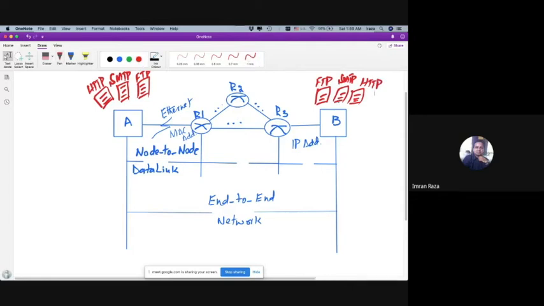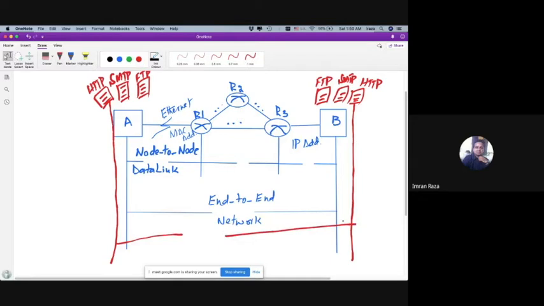So reaching at machine B is not enough. So we also need to identify which process of machine A will be communicating to which process of machine B, right? So for example, if I want to complete this end-to-end communication cycle, I need to identify, for example, I'm just assuming that HTTP process of machine A will be communicating to the HTTP process of machine B. So there is another type of connectivity here, right? So what do you think, what type of connectivity this is?